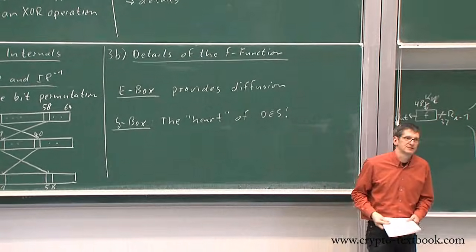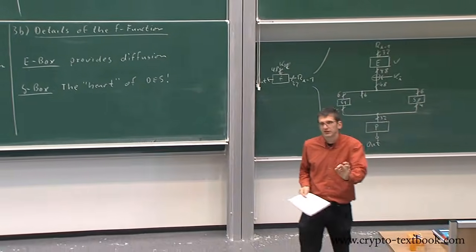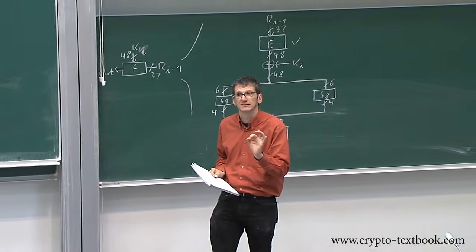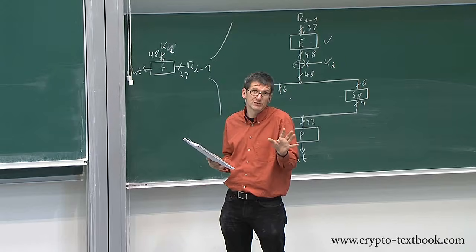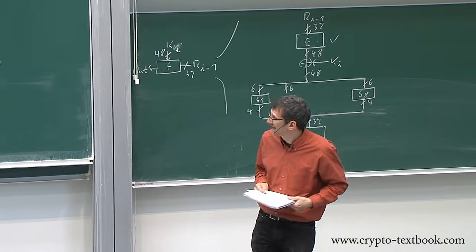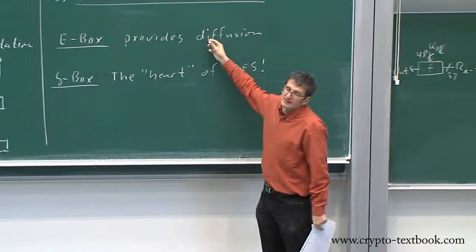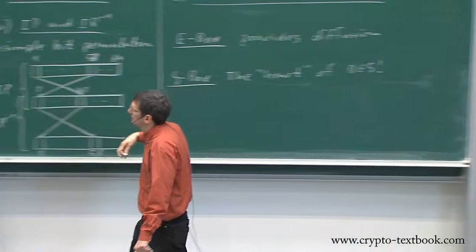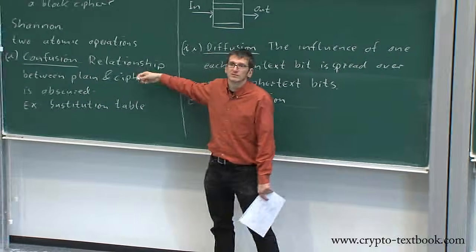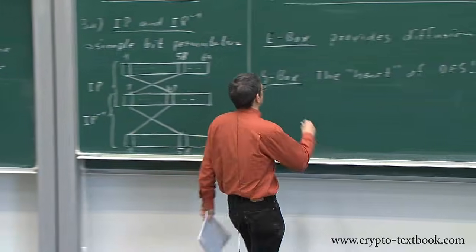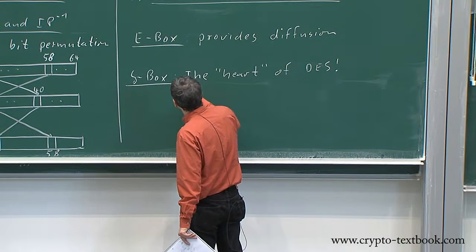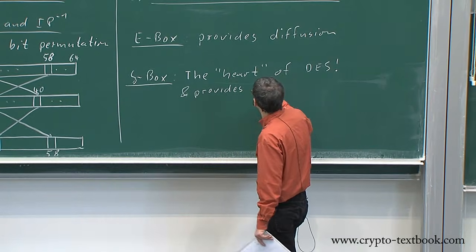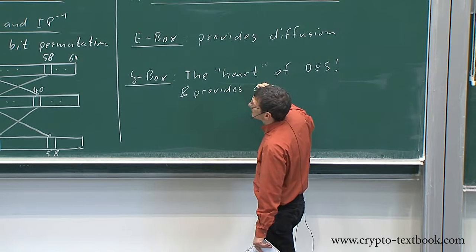That's the heart of DES. It's the central element, the most talked about element, the most crucial, the most important part of DES. And that's what I told you before, wake up. This is really important here. Before we heard that the expansion box provides diffusion, the S box does the other atomic operation, the confusion. It's the heart of DES and provides confusion.